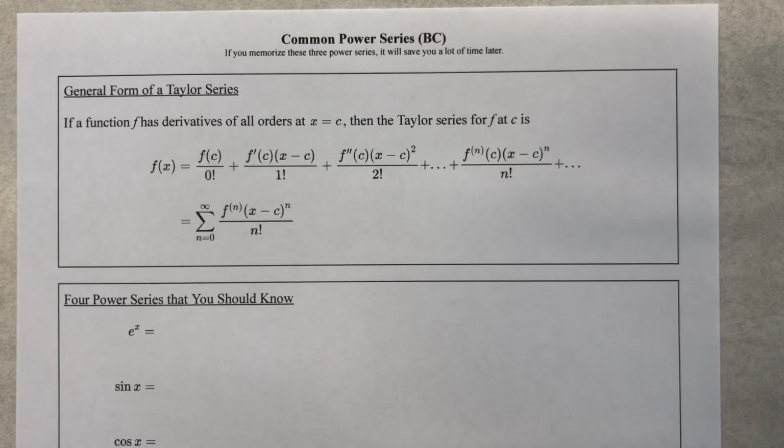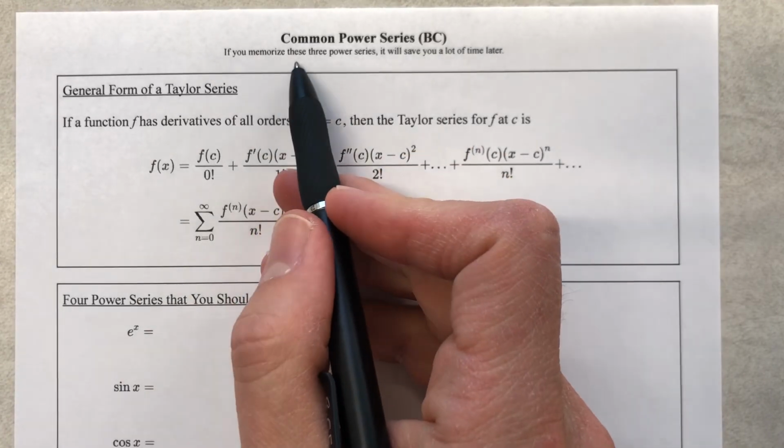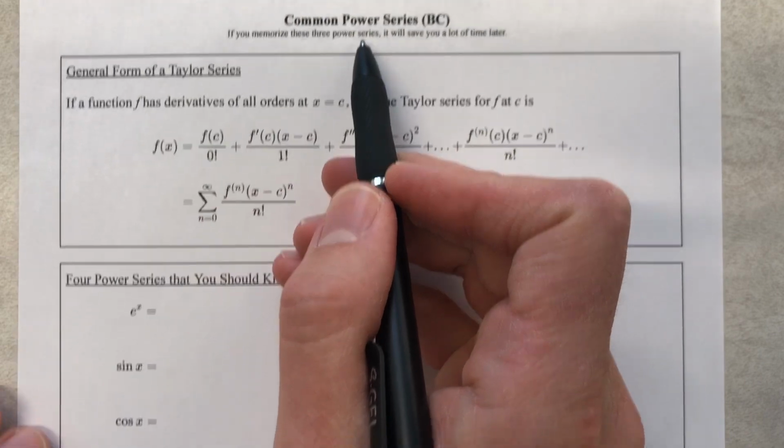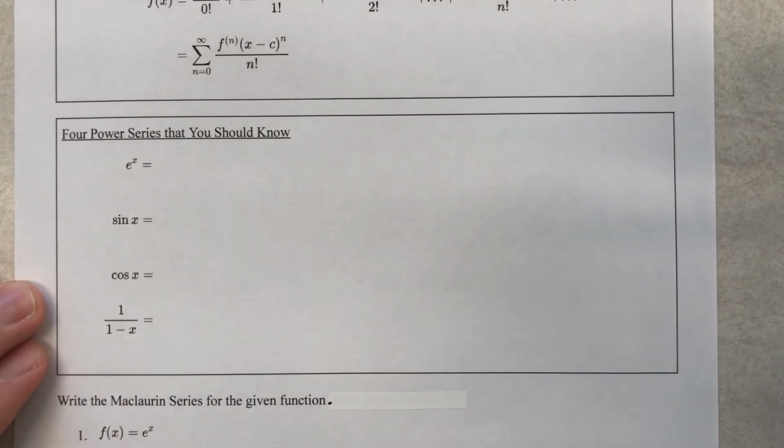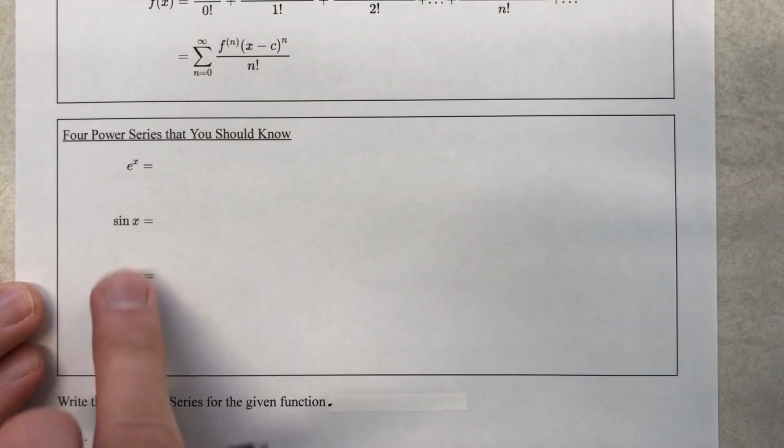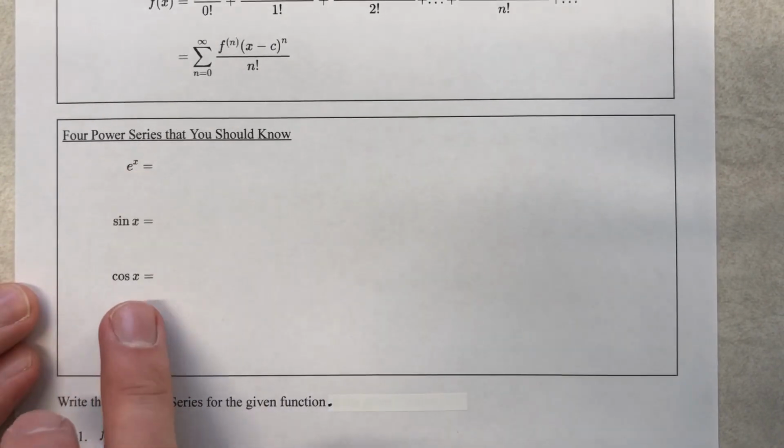Let's talk about some common power series. It says down here, if you memorize these 3 power series and then you stop and say, well, 1, 2, 3, 4. Oh man, there's 4 of them. The first 3 are the most important. You'll need to know all 4, but the first 3 are the most important.